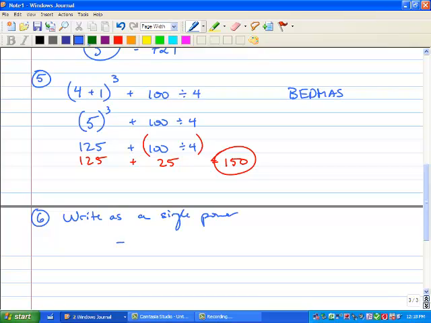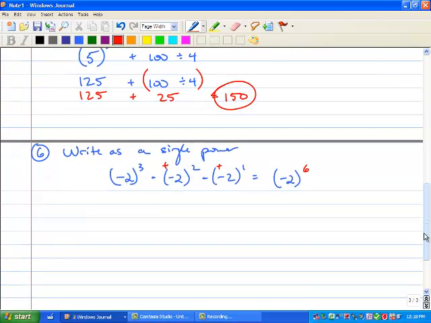And we have negative 2 cubed times negative 2 squared times negative 2 to the exponent of 1. All right, so let's see what that is. We have the same base, which is negative 2. And what are we going to do with our exponents? Well, all we do is we add our exponents up, and we get negative 2 to the exponent of 6. That's writing as a single power. All right, just a couple more questions here. And we've got number 7. It says write as a single power, then evaluate.